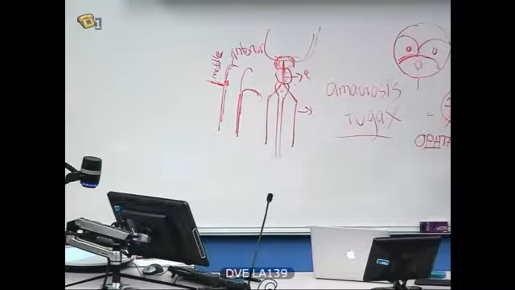Internal, then again, so that's an internal carotid artery, that's an internal carotid artery. They're giving off the middle and the anterior branch. Middle, anterior.